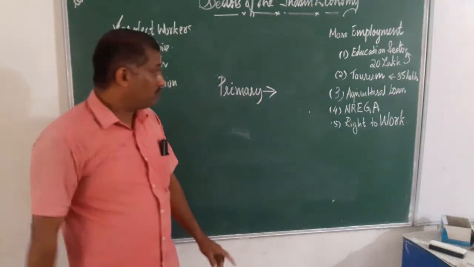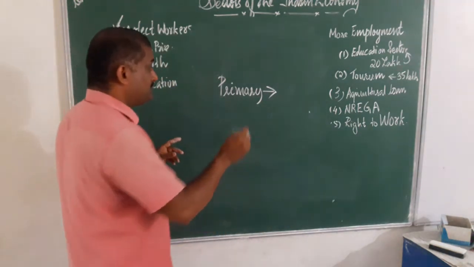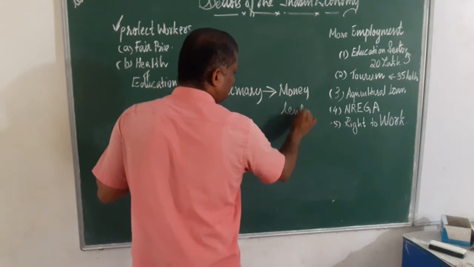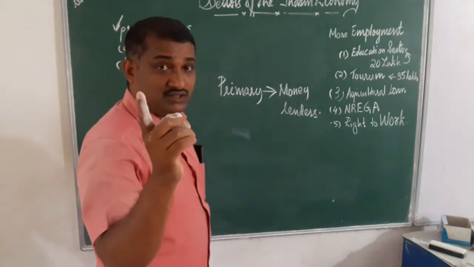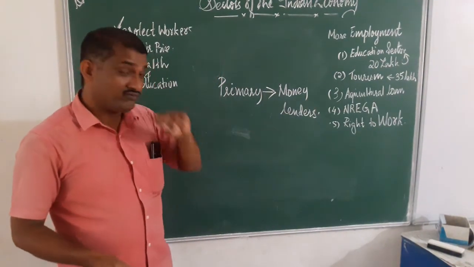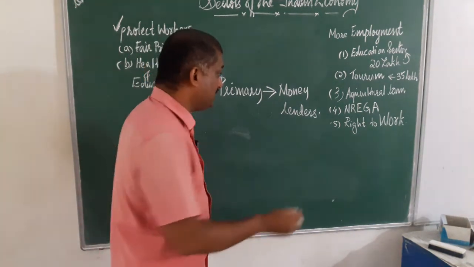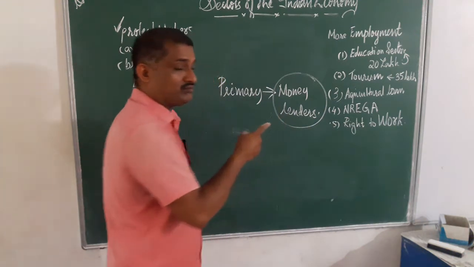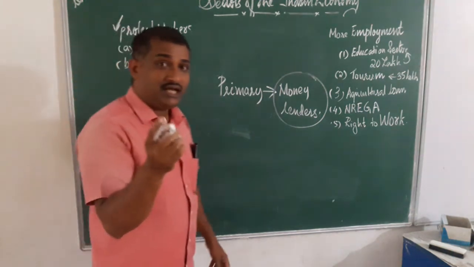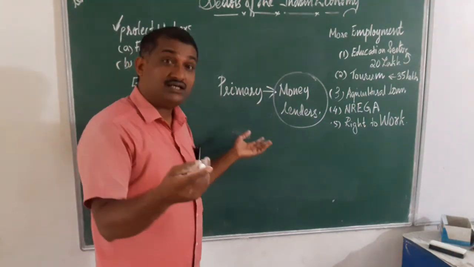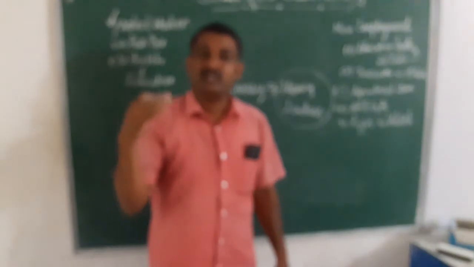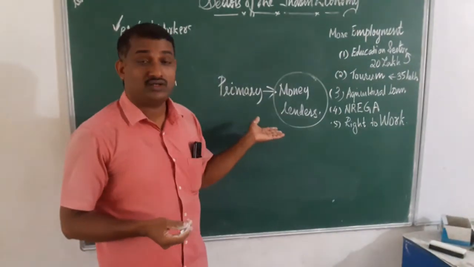First of all, they depend on money lenders. The main problem of the primary sector people is that they depend on money lenders. These money lenders collect a huge interest. Once they borrow money from money lenders, they will charge a huge interest. After that, the borrowers cannot repay it. Even after their death, they cannot repay, and the next generation also suffers. When they borrow, they become indebted.